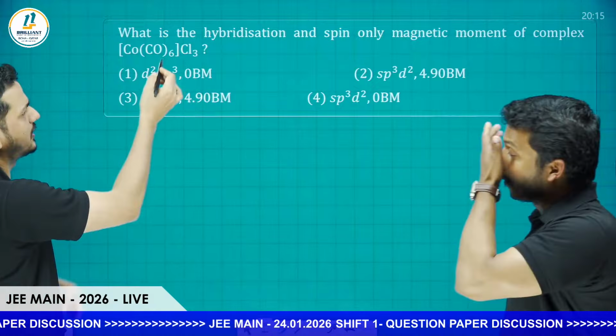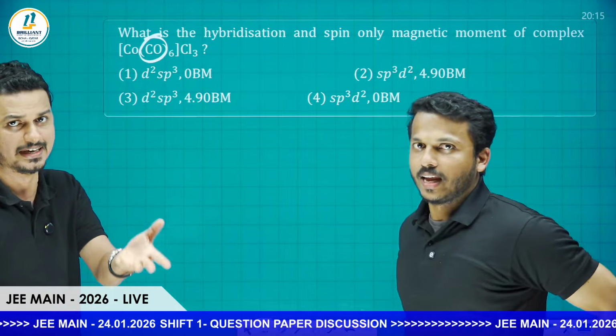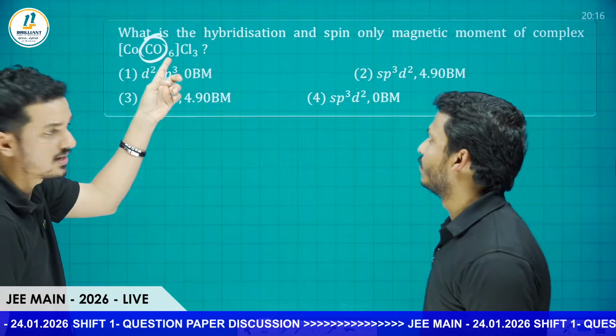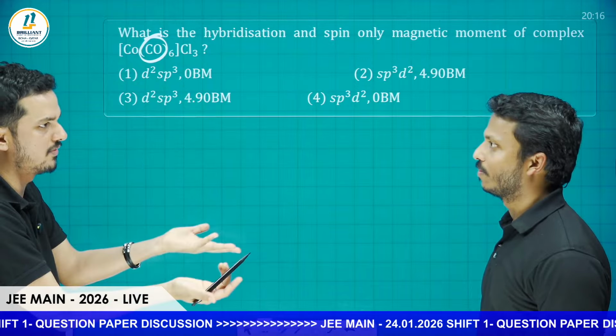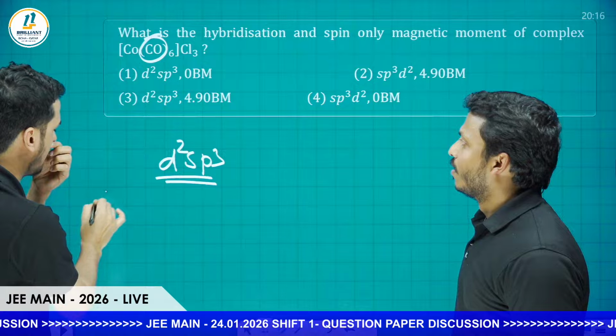Yeah. So here it is actually cobalt, and carbonyl is there. Carbonyl is actually a strong field ligand, and its coordination number is 6. So strong field ligand means pairing takes place directly. We can tell it is d2sp3. And here cobalt is 3+.